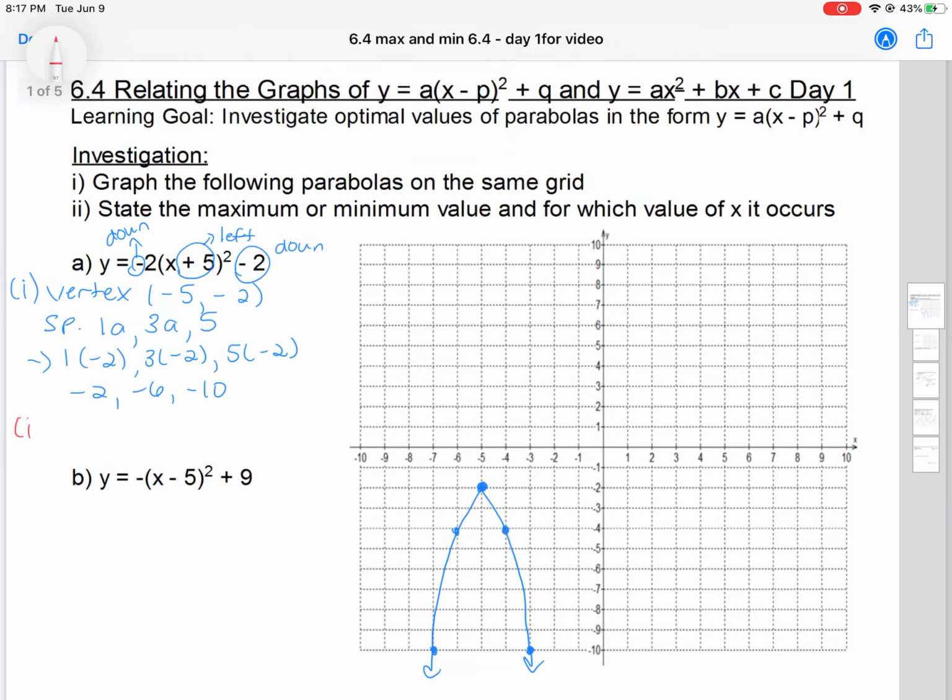So then if you're looking at the optimal value, or the maximum or minimum, this is a maximum value. It's the biggest. We say the maximum value is -2 when x equals -5.